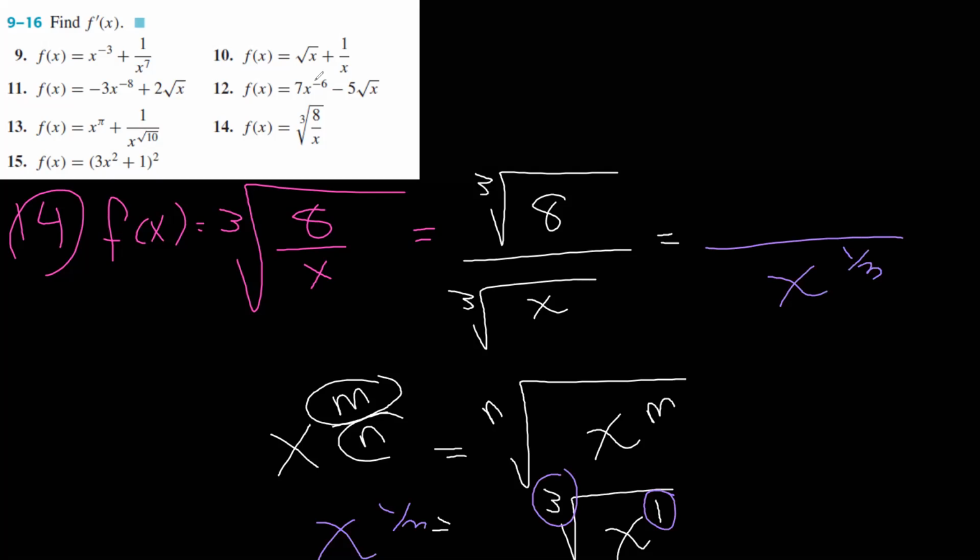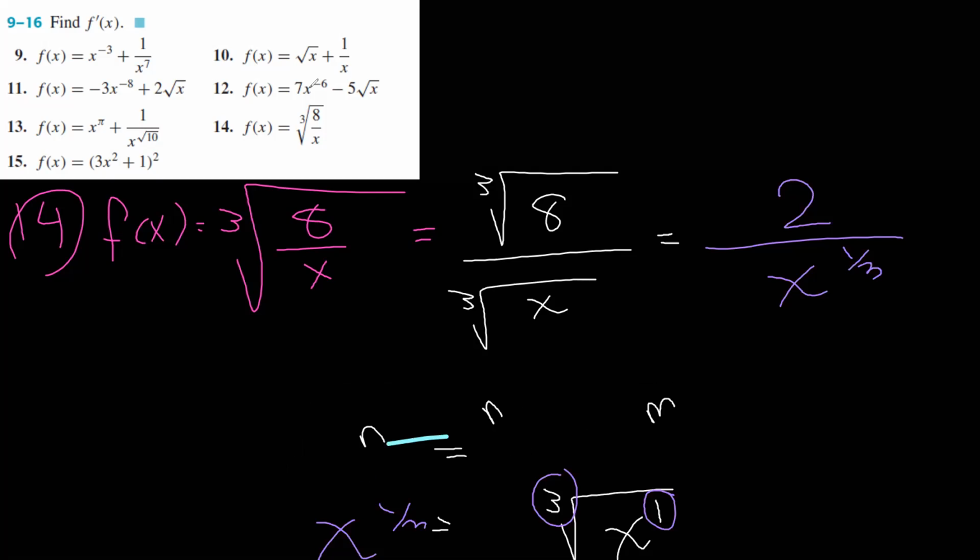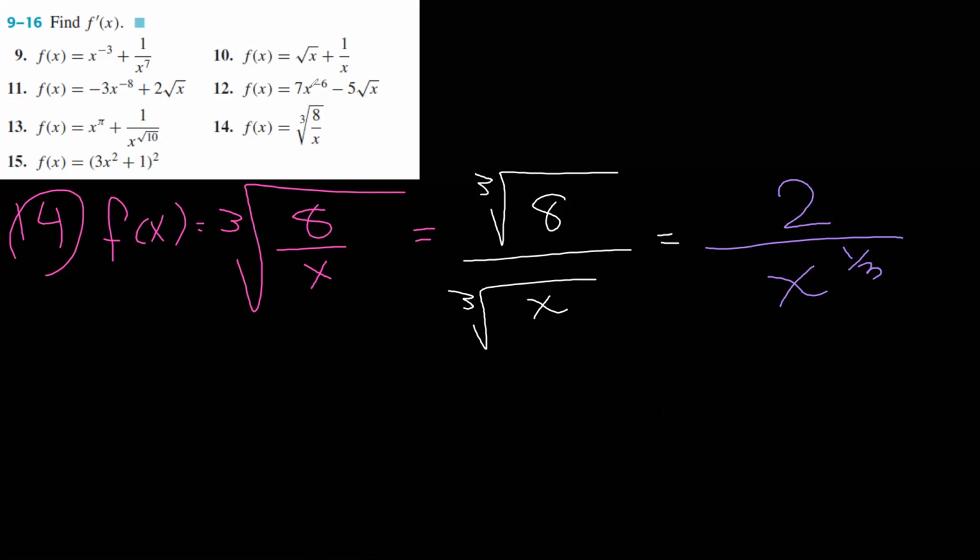And what is the cubic root of 8? What is the number that if I multiply it 3 times I will get 8? Just 2. Is it right? Yes, teacher. By the way, until now, I didn't find the derivative. I just simplify it. Okay? I didn't find the derivative. I just rewrite it now as x raised to a power.